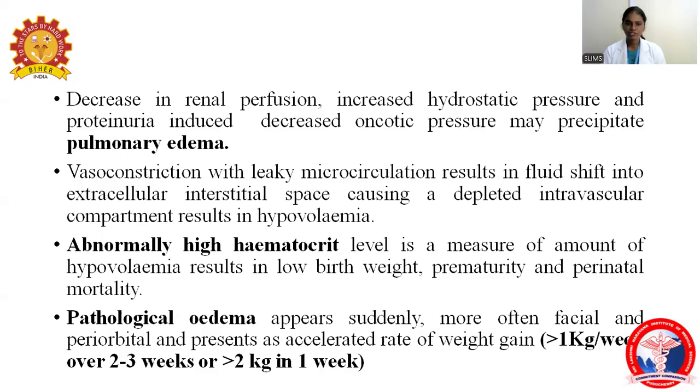Abnormally high hematocrit level is a measure of the amount of hypovolemia, and results in low birth weight, prematurity, and perinatal mortality. Pathological edema appears suddenly, more often in the facial and periorbital regions, and presents with an accelerated rate of weight gain as well. That is more than 1 kg per week for 2 to 3 weeks, or more than 2 kg in 1 week.